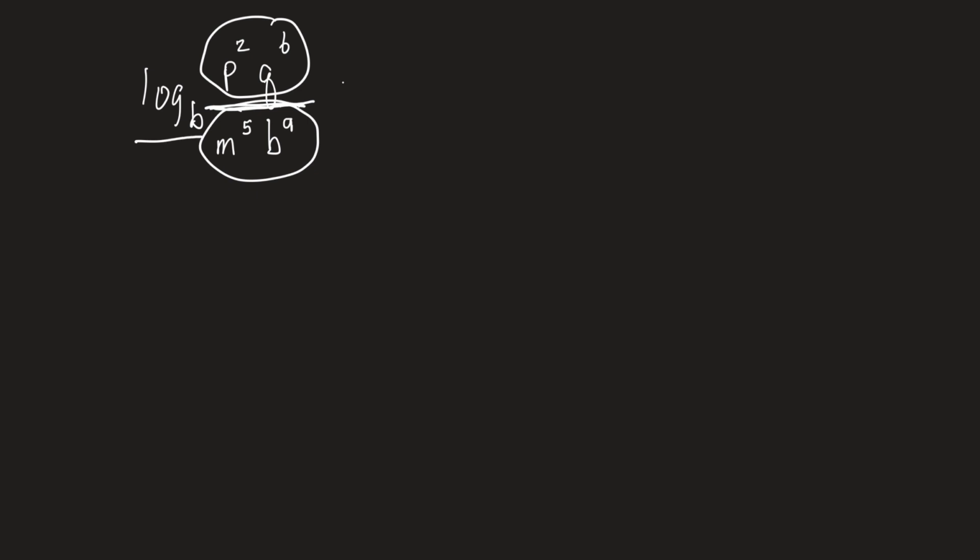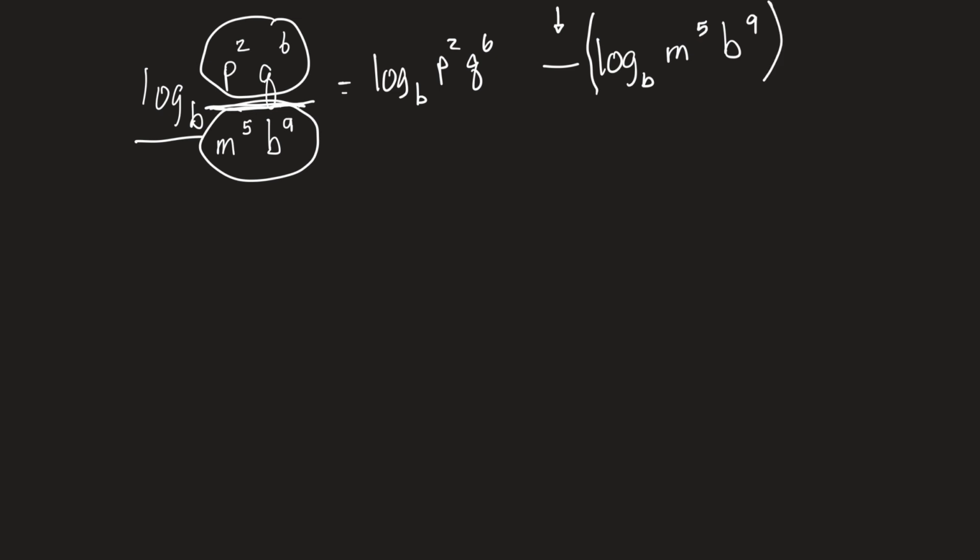So I can split it up and call it log base b of the first stuff, p squared q to the 6th, minus log base b of the second stuff, m to the 5th, b to the 9th. Now that minus there is a dirty, rotten, filthy, stinking negative, so you have to be careful with that. And if it helps, you can just put this in brackets like that. Same thing with the first one.